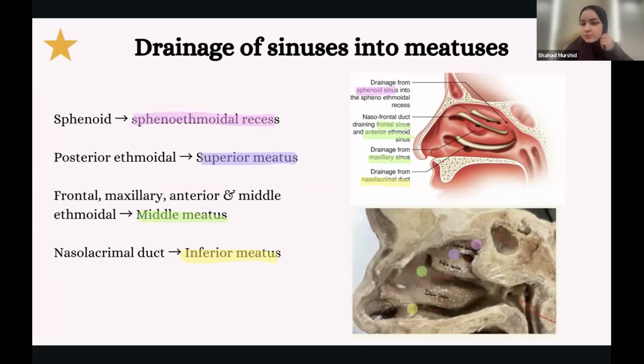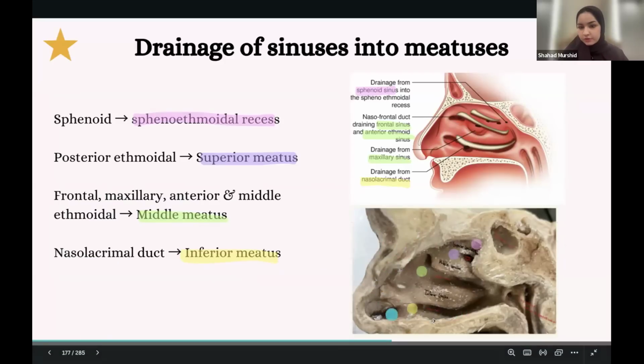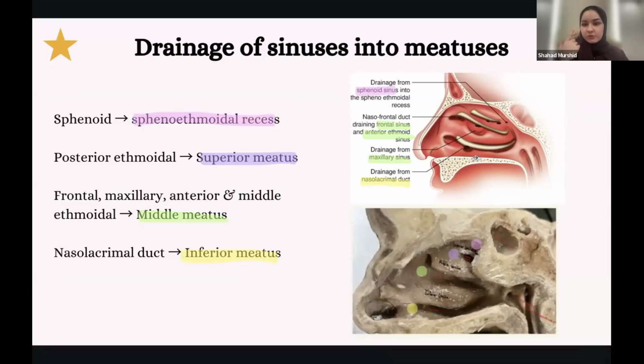It's just certain exceptions that don't. So you have the frontal, the maxillary, the anterior and middle ethmoidal all drain into the middle meatus. So these drain into here and over here. You have the middle meatus. And then the nasolacrimal duct drains into the inferior meatus. So it's this part over here, the inferior meatus. And this is why when you cry, you also sniff, because they're connected, basically.